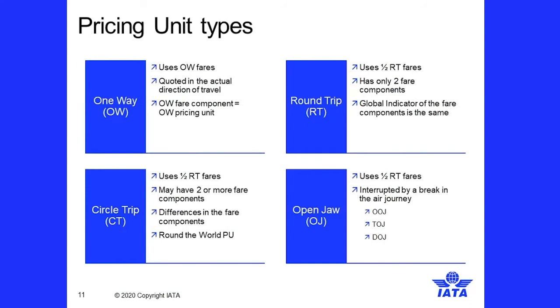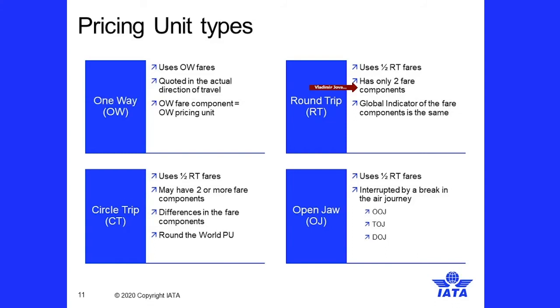I think we all know that for one-way fares, and this is the first pricing unit type, we will always have one-way fares. So if the journey is identified as a one-way, we cannot use round-trip fares, even though round-trip fares many times, especially for the long-haul flights, are much cheaper. One-way fares will be used for one-way journeys. One-way fares are quoted in the actual direction of travel. So for one-way pricing unit, we say it's the same as one-way fare component.